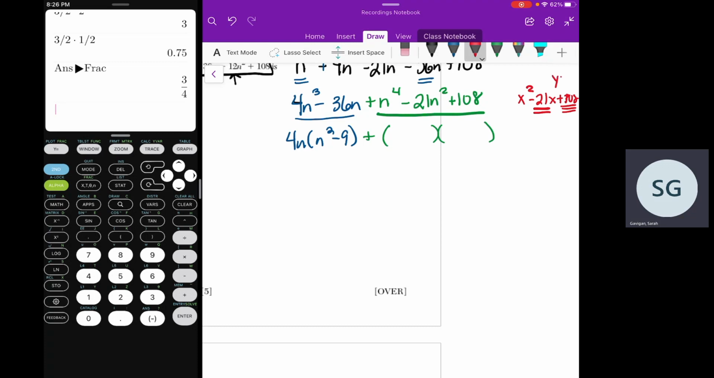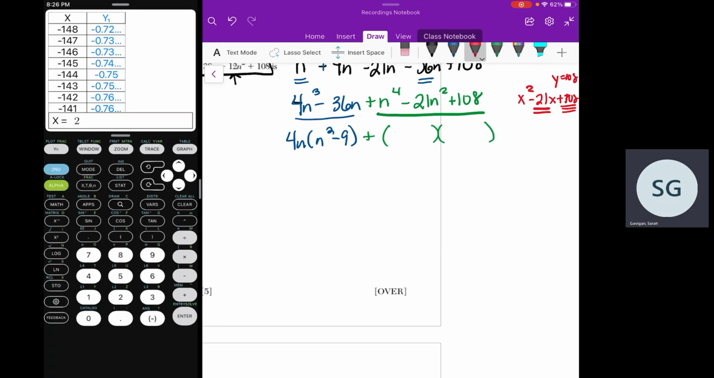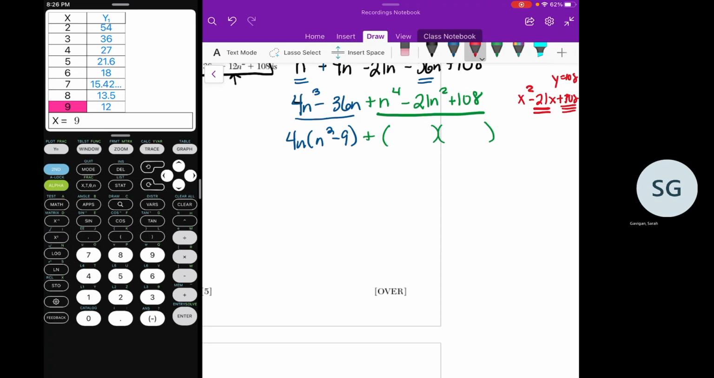So you can type y equals 108 divided by x into the y equals screen in your calculator, and look at that table of points. What you'll notice is that 9 and 12 add up to 21, so this could be negative 9 and negative 12. Relating it back to n to the fourth instead of n squared, we're going to have n squared minus 9 and n squared minus 12, because we had to break up that n to the fourth.